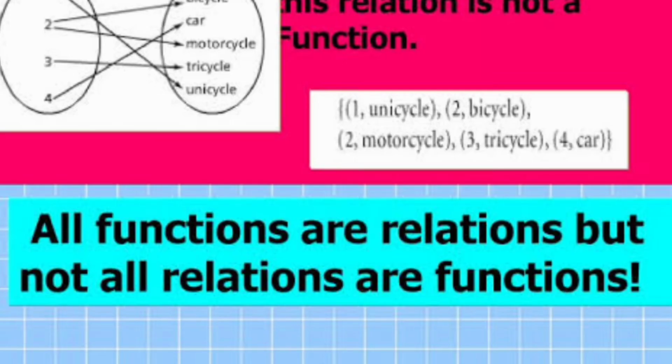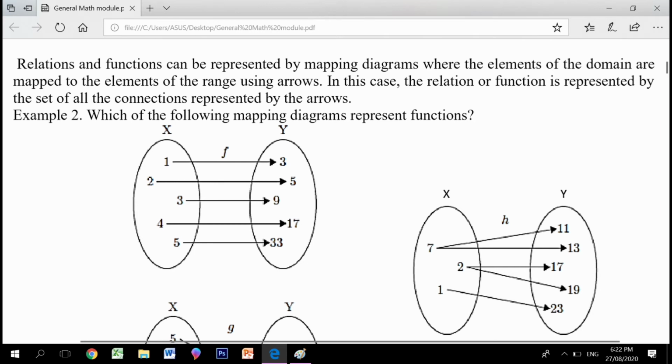Okay? So tandaan, all functions are relations, but not all relations are functions. Okay, so relations and functions can be represented by mapping diagrams where the elements of the domain are mapped to the elements of the range using arrows. So, kagaya po ng example natin, yung x and y, nagamit po natin yung arrow to relate our domain to our range.